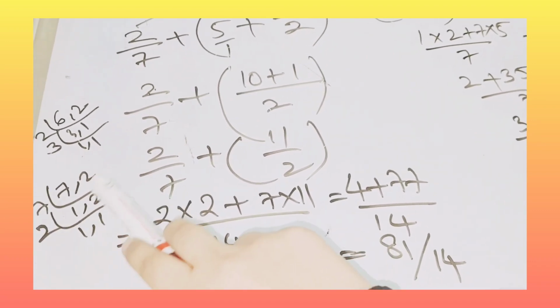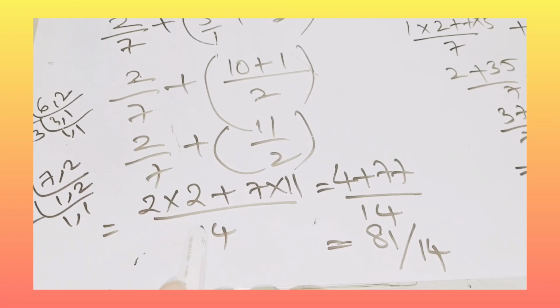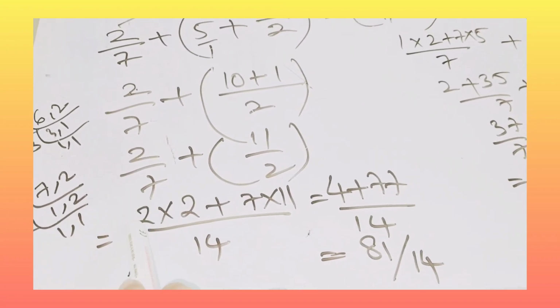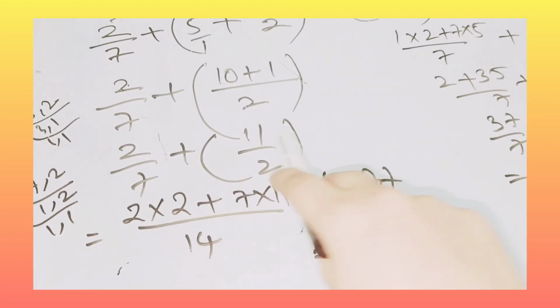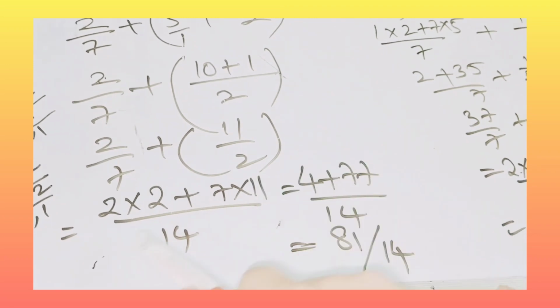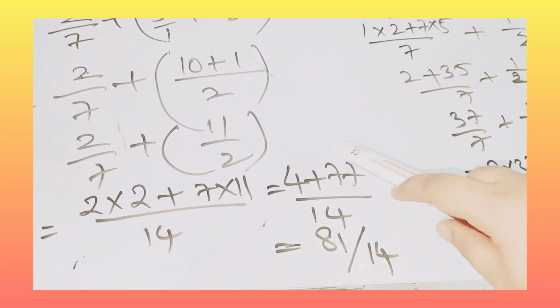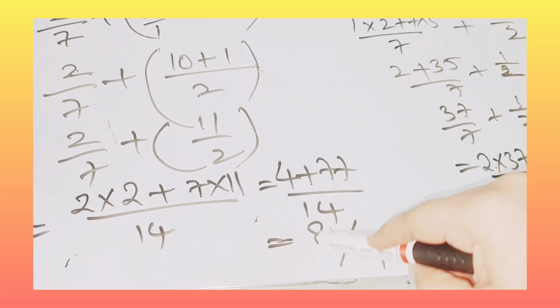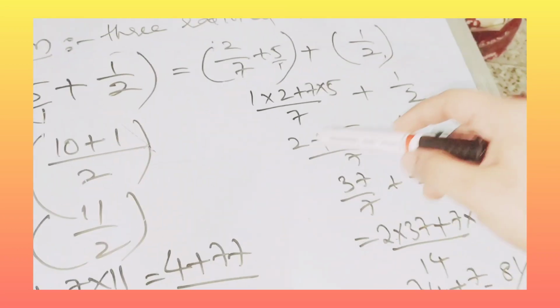Okay, 7 and 2, 7 2s are 14, we are taking. Then how many times 14 goes in 7 table? It goes 2 times, 2 into 2. Okay, this numerator you are taking here, plus how many times 14 goes in 2 table? It goes 7 times, 7 into 11. Okay, 2 2s are 4, plus 7 11s is 77, 77 plus 4 is 81, 81 by 14 is the answer. Okay, now we'll do this.